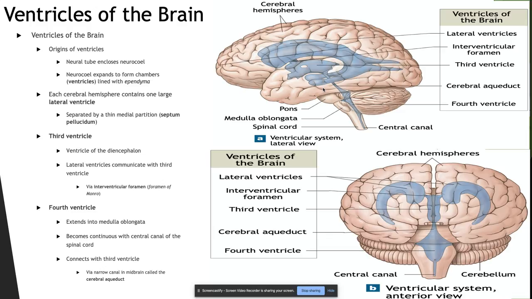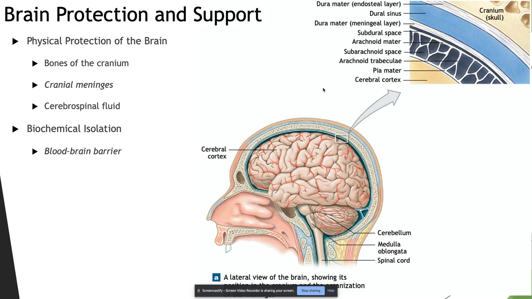The ventricles are filled with cerebrospinal fluid, and the CSF continuously circulates from the ventricles and the central canal into the subarachnoid space of the surrounding cranial meninges. And the CSF passes between the interior and exterior of the CNS through three foramina in the roof of the fourth ventricle. The delicate tissues of the brain are protected from physical forces by the bones of the cranium, the cranial meninges, and cerebrospinal fluid. In addition, the neural tissue of the brain is biochemically isolated from the general circulation by the blood-brain barrier.